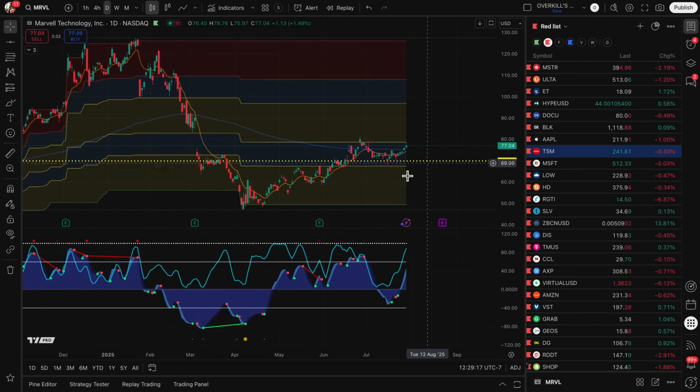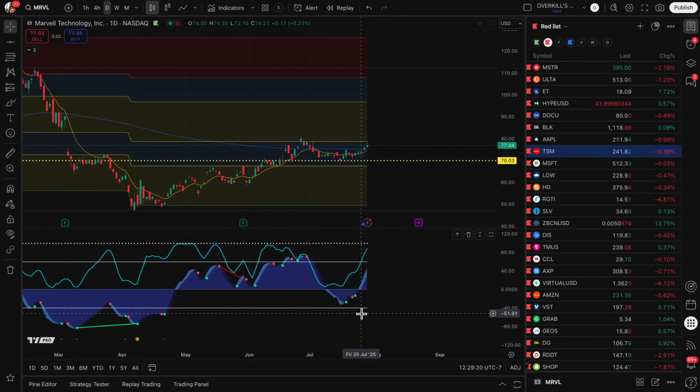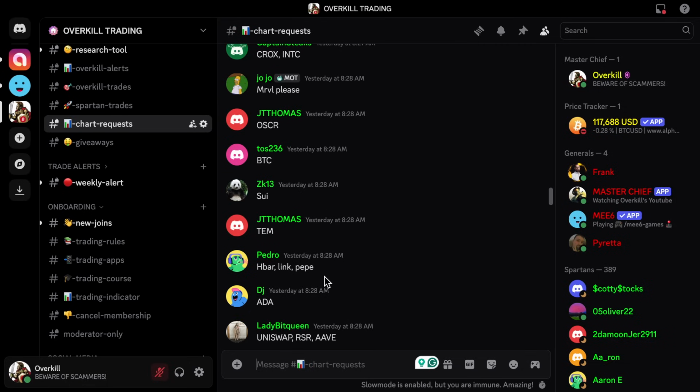Another good semiconductor that I would consider buying here. Looks like the dots came right here at around 72. So that was your entry. And then up here around 120 would be the target there.